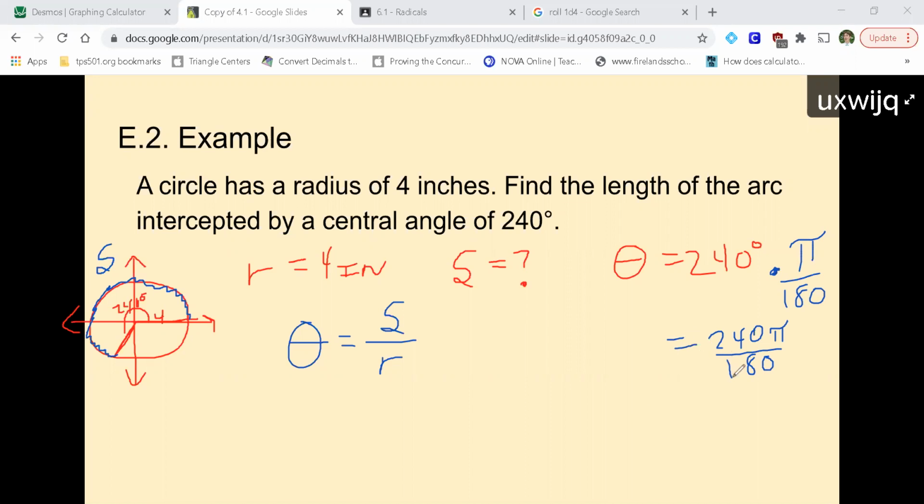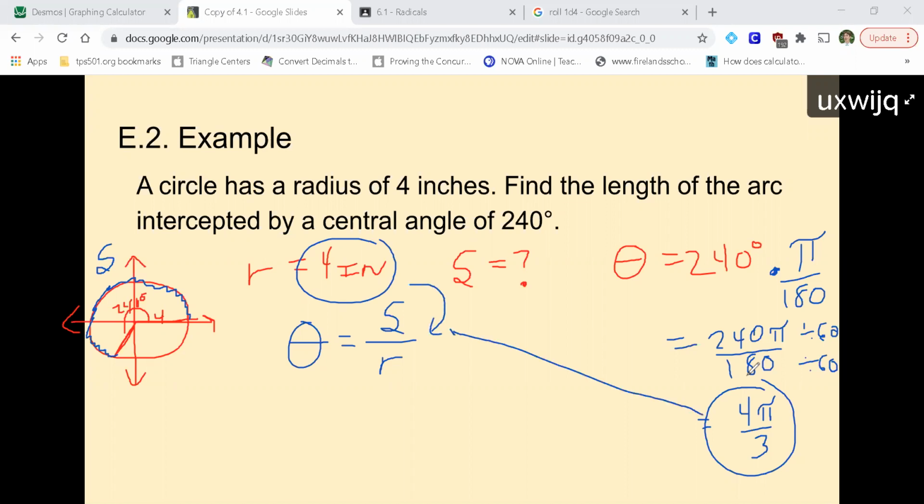But again, you should simplify this. Both of those numbers are divisible by 60. So you'll get 4 pi over 3. And now this is what you should plug into your formula. So if you plug those in, we get 4 pi over 3 is equal to s over 4.